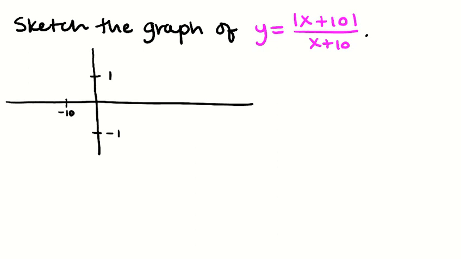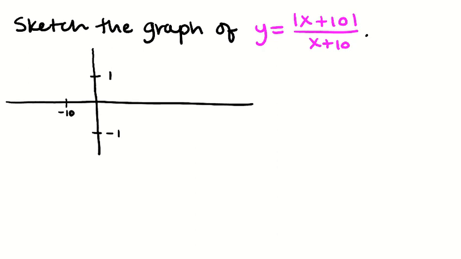Okay. The absolute value of x divided by x, if you think about it, either x and the absolute value of x are exactly the same or they're exact opposites. So if you divide them, it's either going to be 1 or -1. With y equals the absolute value of x plus 10 divided by x plus 10.